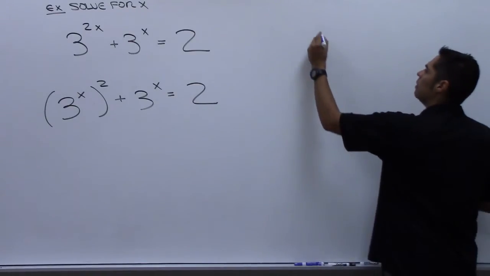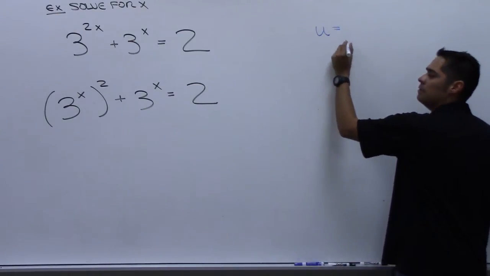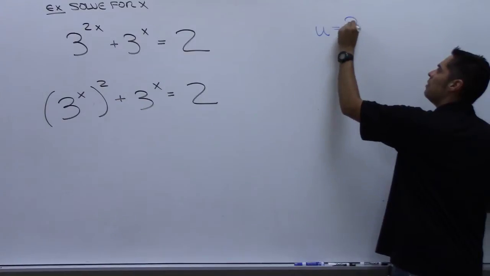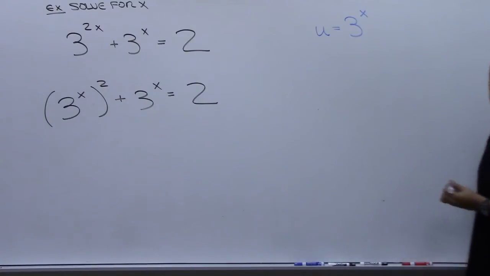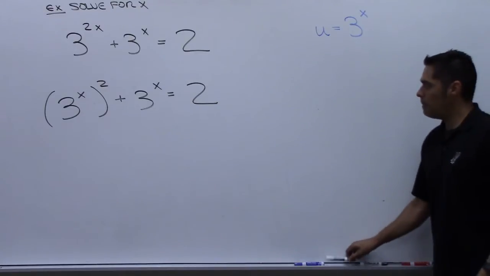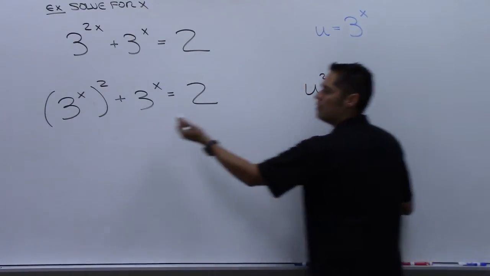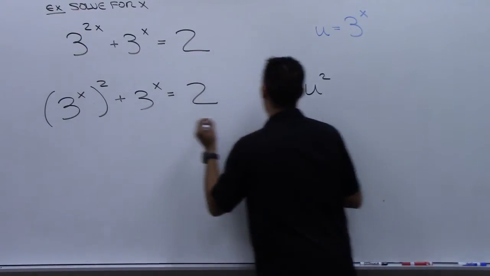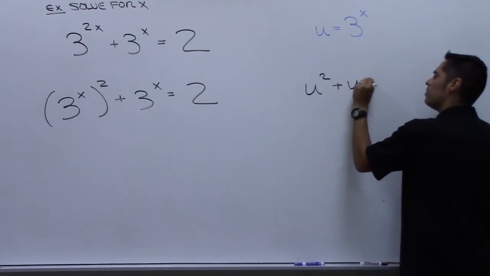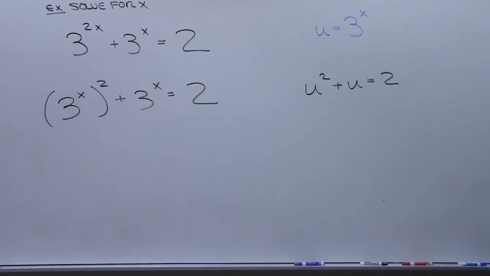All right, we're going to use substitution. U is equal to, what do you think? 3 raised to the x, right? 3 to the x. So u squared plus u equals 2. So we get u squared, that's this. U squared plus u equals 2. What type of equation is that? Quadratic. We got this.